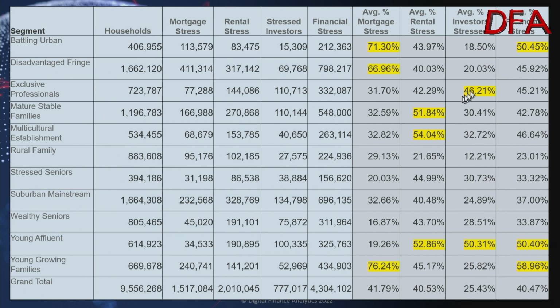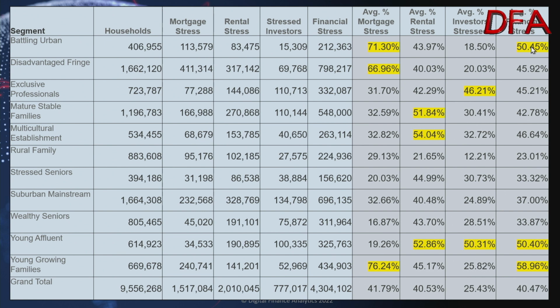Then if you go to investors, different story again. Young affluents, once again, more than 50% are struggling. And that's because a lot of them have bought high-rise apartments and are highly leveraged into them. But also exclusive professionals. So this is the top end of the market, the most affluent households, highly leveraged, with multiple investment properties. Quite often some of those are not performing very well either. So again, you can see how it varies by different segments for different types of investments, as it were.